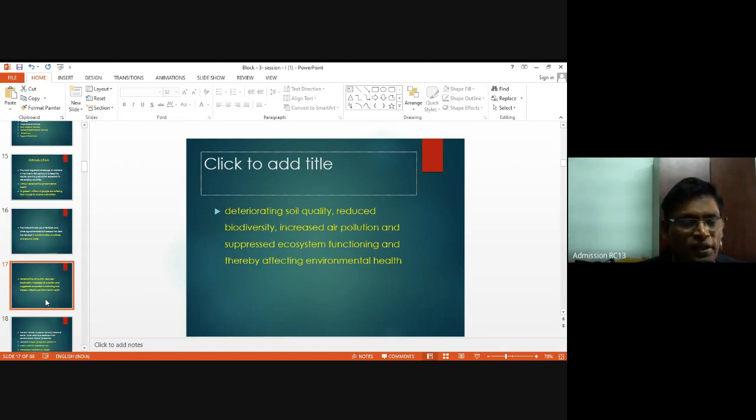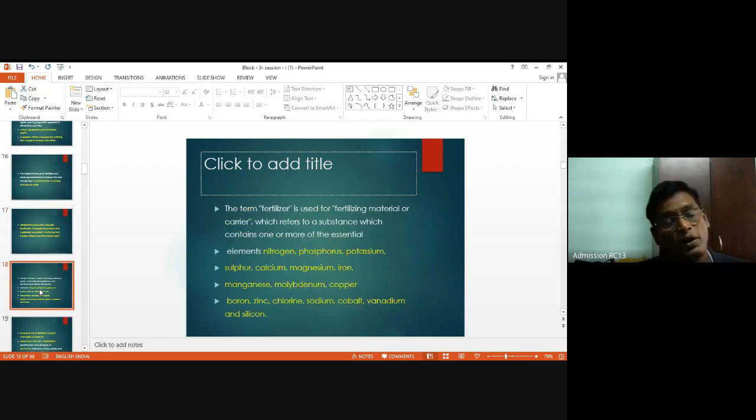So these are the consequent effects of what we use in practice in order to increase food production. The fertilizer we are using is a fertilizing material or carrier, which refers to a substance that contains one or more essential elements. So the fertilizers are those which have the essential elements required for the good health of the crop or good production in the crop field.